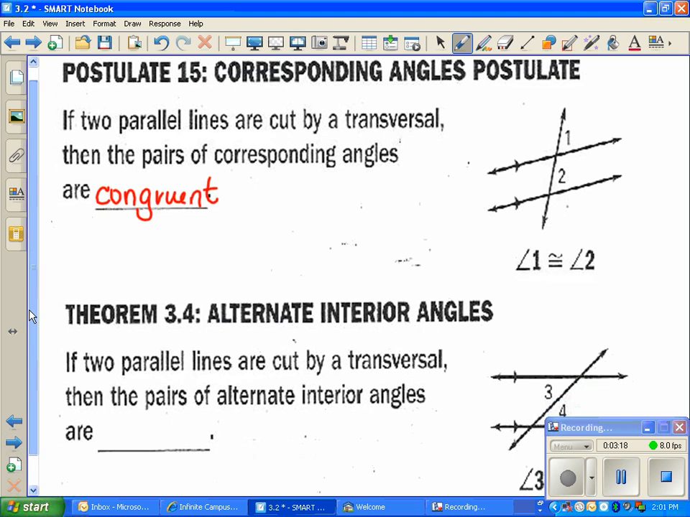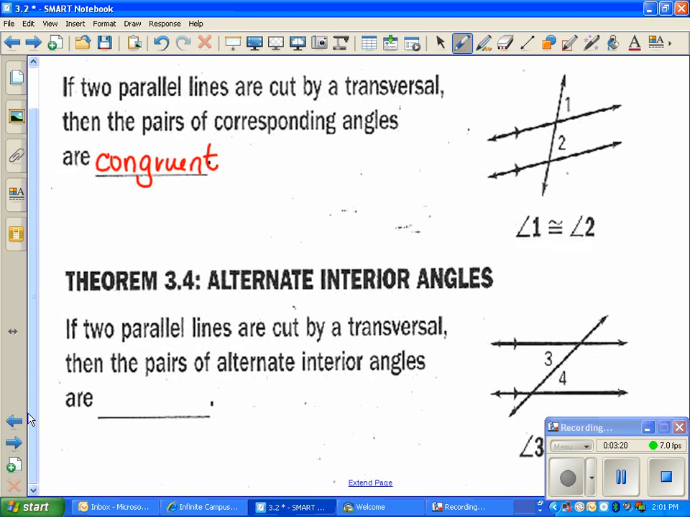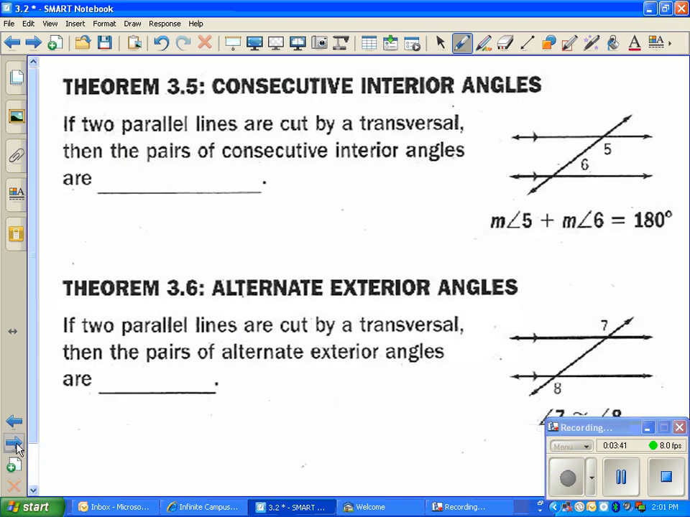All right, that works the same with alternate interior angles. If you have two parallel lines, the key thing here is that you have parallel lines. If that's the case, then your alternate exterior angles are always going to be congruent. All right, this one's different. Consecutive interior angles. If they're parallel lines, those two angles are going to be supplementary.